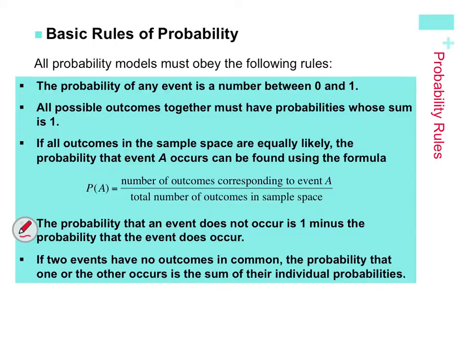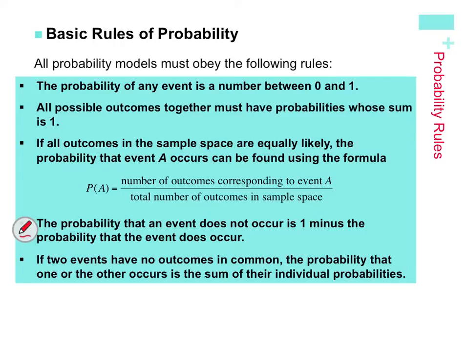If all outcomes in the sample space are equally likely, the probability that an event occurs can be found using the formula: the number of outcomes corresponding to the event, put over the total number of outcomes in the entire sample space. The probability that an event does not occur is 1 minus the probability that the event does occur.